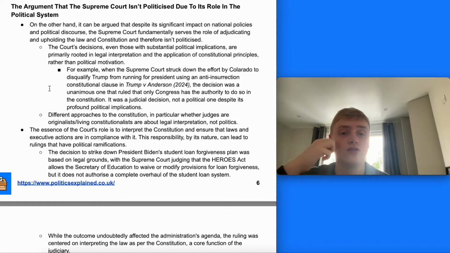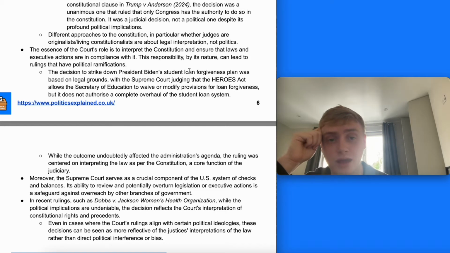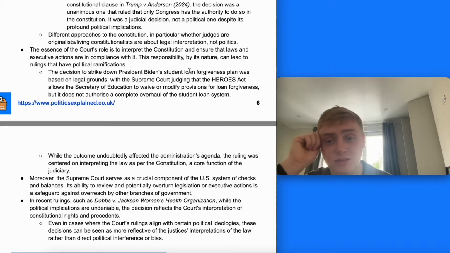Different approaches to the Constitution, in particular whether judges are originalists or living constitutionalists, are about legal interpretation, not about politics. It can be argued that the essence of the court's role is to interpret the Constitution and ensure that laws and executive actions are in compliance with it. And this, by its nature, can lead to rulings that have political ramifications, because that means it can strike down key laws suggested by Congress and policies suggested by the executive.